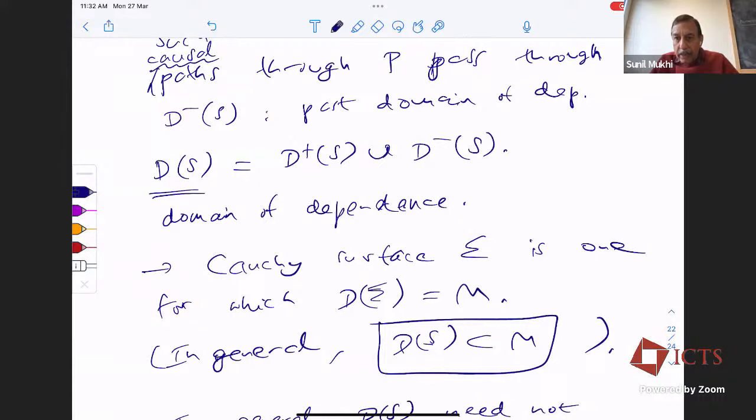Shubhankar asked whether it can be a definition of a Cauchy surface. Yes, absolutely. One can do the whole presentation the other way. First, define the domain of dependence of a surface, and then say a Cauchy surface is one whose domain of dependence is all of it. Yes, absolutely. Draw a picture. Yes.